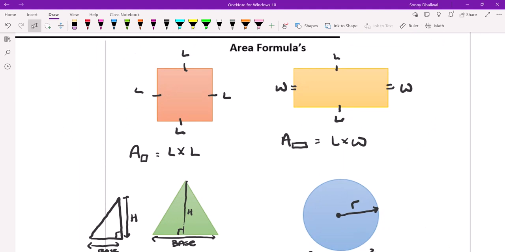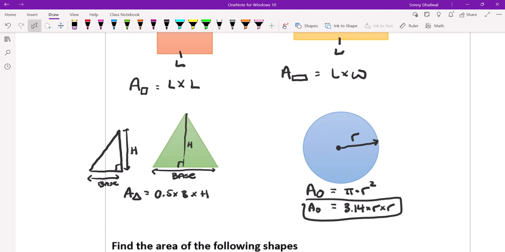Maybe I'll do it off to the side here. If you look at a rectangle and you cut it in half along the diagonal like this, it becomes two right angle triangles. So the area of a triangle is just half of the rectangle, right? So you see how the formulas are interconnected, right?